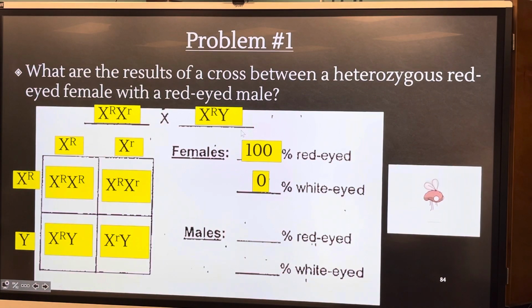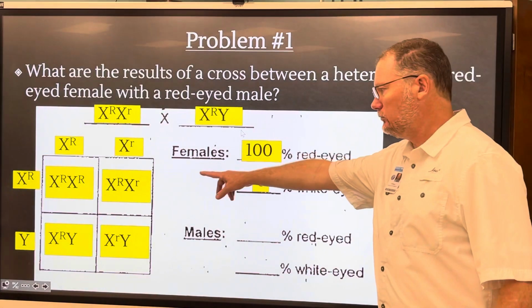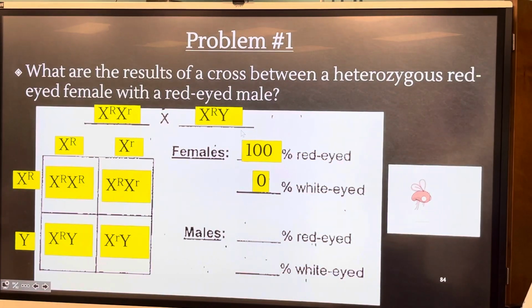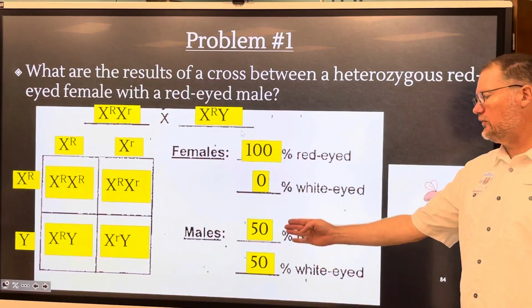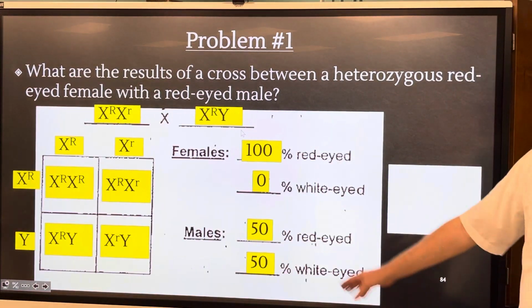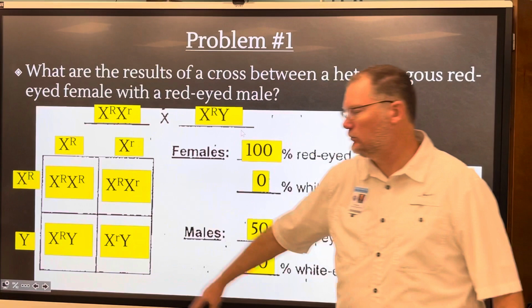So 100% red-eyed females; for the females, it's 100%. And the males are 50-50. Males, 50-50. Because the males are down here.